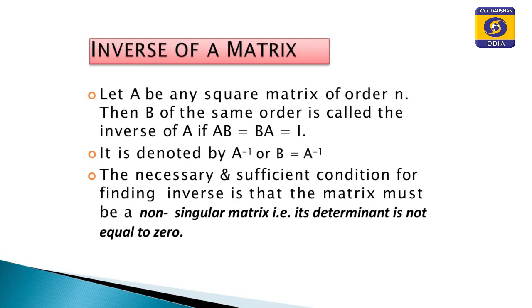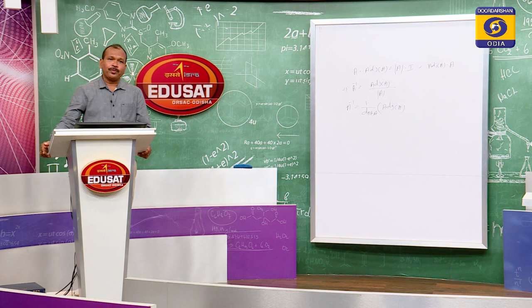Hence, what is a non-singular matrix and a singular matrix? A matrix is said to be non-singular if det A ≠ 0. If det A = 0, where det A means the determinant of A, then the matrix is singular.